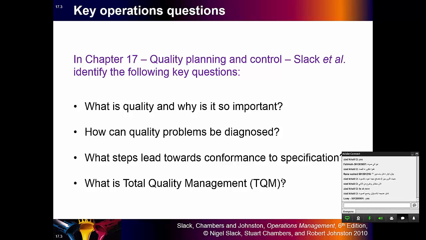For total quality management, we will not discuss it because it's not in our course calendar. So if you like this subject, which is quality management, and in my view, it's one of the most interesting subjects in all the operations, you can read this part on total quality management and see what the meaning of total quality management is, and how we can reach this level of quality.